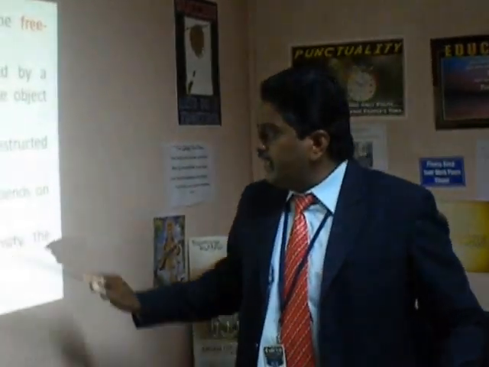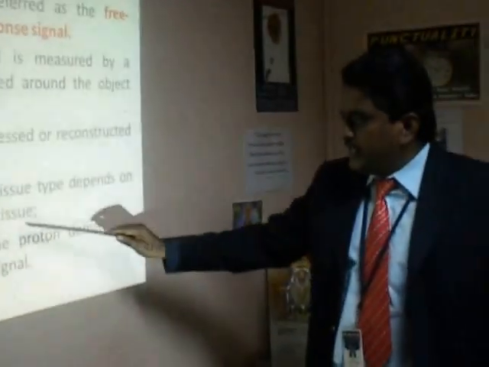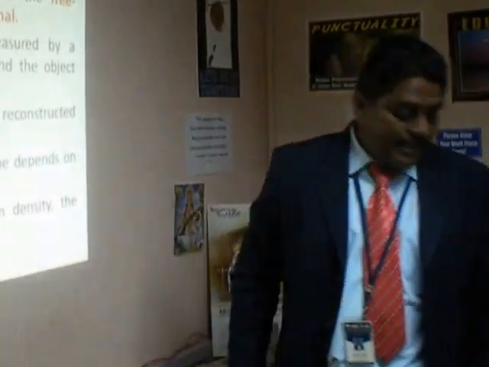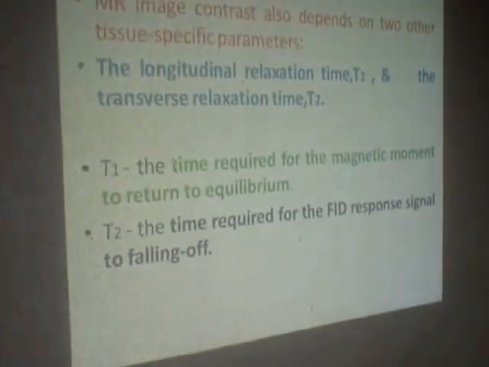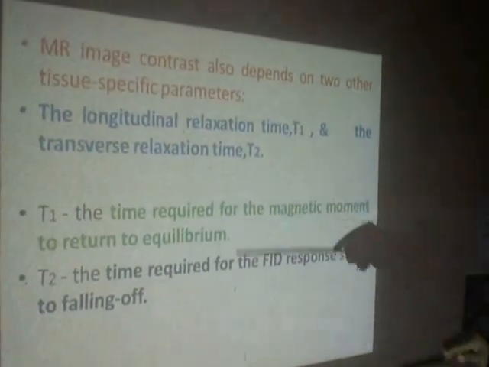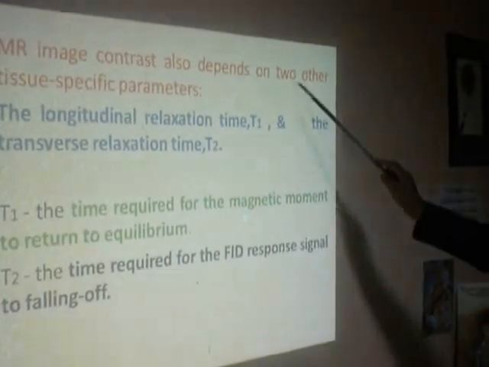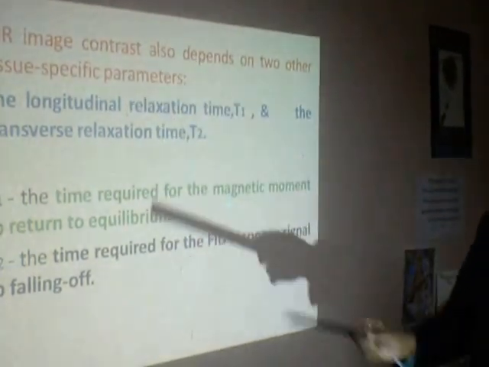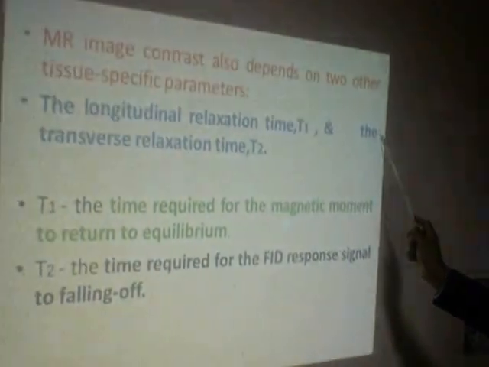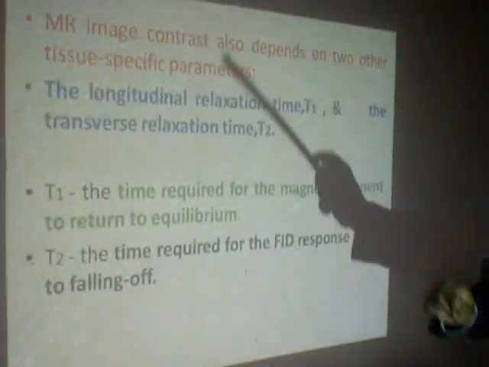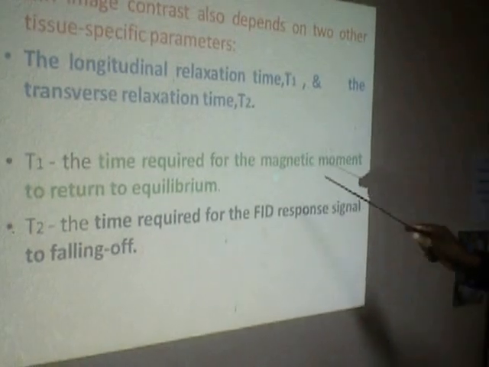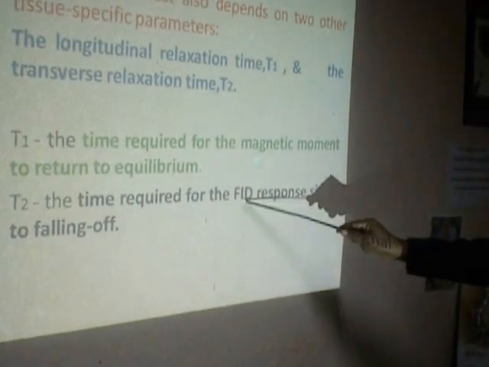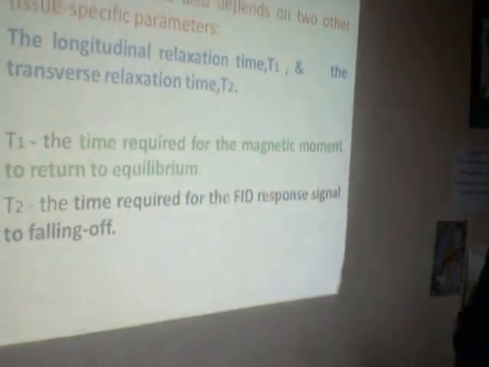Now, the intensity of a given tissue type depends on the proton density of the tissue. The higher the proton density, the stronger the FID response signal. The contrast of the MRI image also depends on two other important tissue-specific parameters. The first is the longitudinal relaxation time T1, and the other is the transverse relaxation time T2, where T1 is the time required for the magnetic moment to return to equilibrium. T2 is the time required for the free induction decay response signal to fall off.